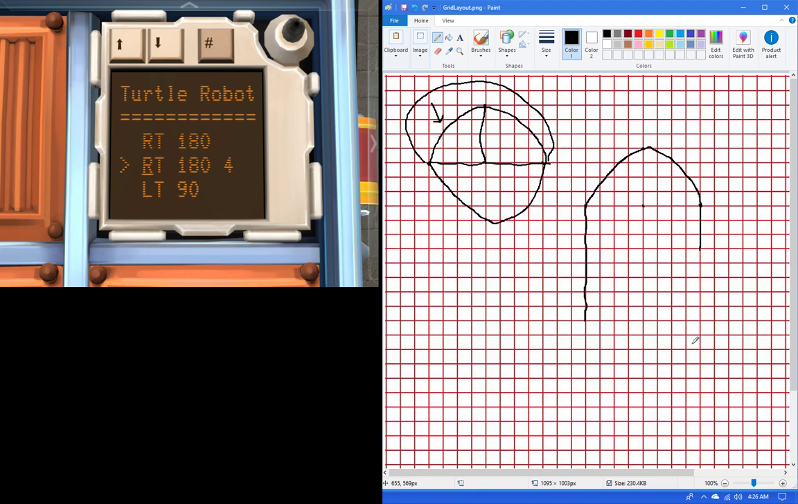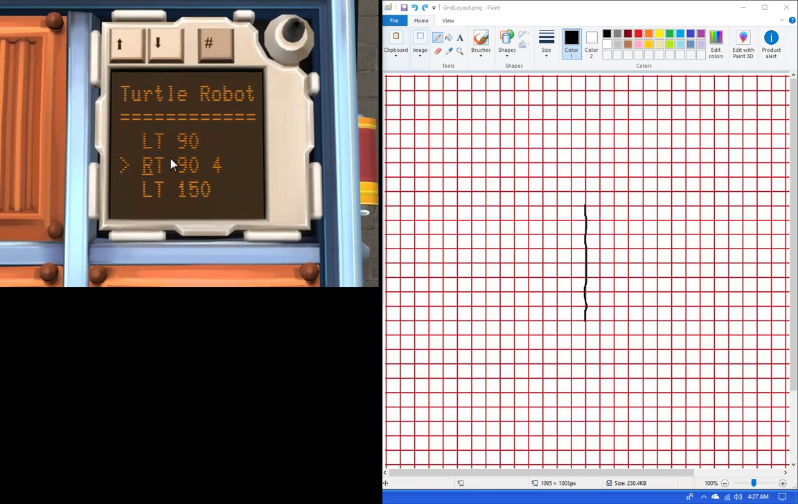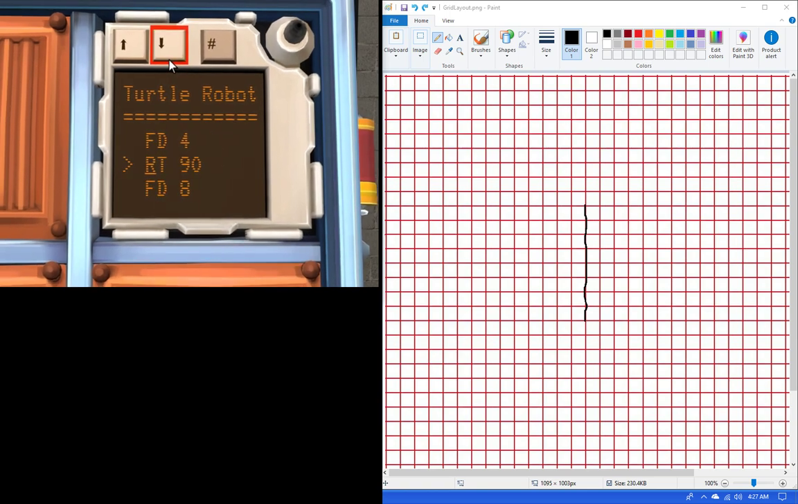Pretty sweet. So now, after teaching you all that, and of course there's LT 180 4, or let's say LT 90, and that's RT 90 4. Let's find LT.